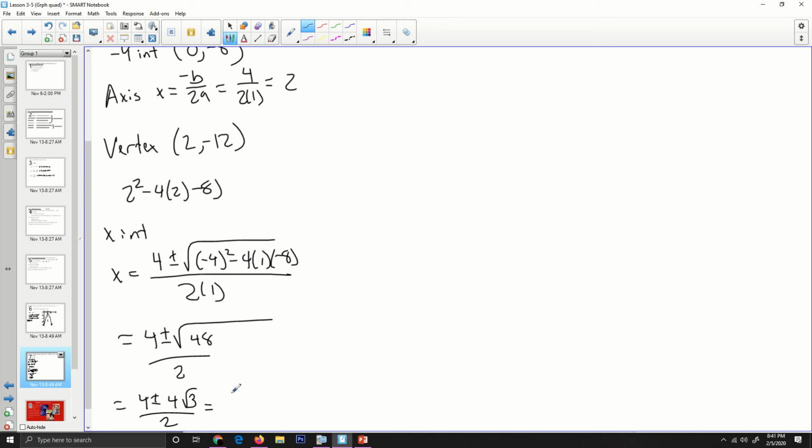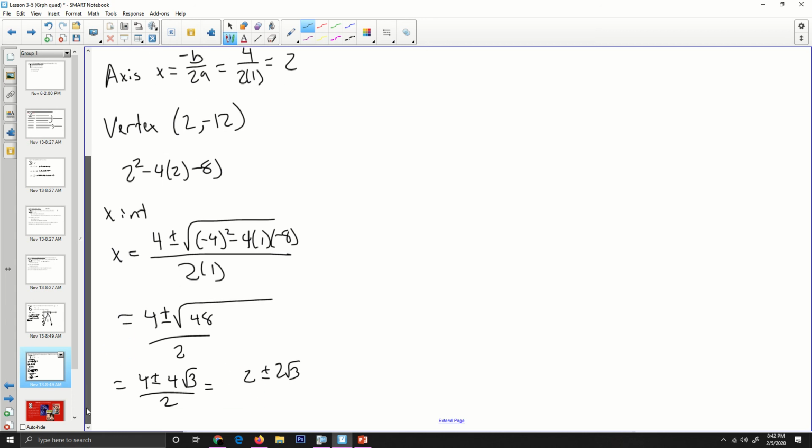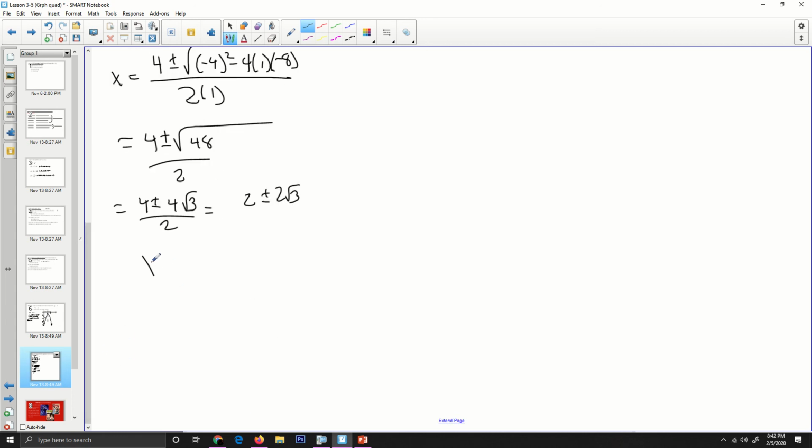For my final x-intercepts, I take a 2 out of each of them. So 4 divided by 2 is 2. 4 square root of 3 divided by 2 is 2 square root of 3. And then 2 divided by 2 is 2. So these are my x-intercepts. They'll be at, oops, I'm going to do that backwards because it's the x value. Your x-intercepts will be at 2 plus or minus 2 square root of 3, comma 0.